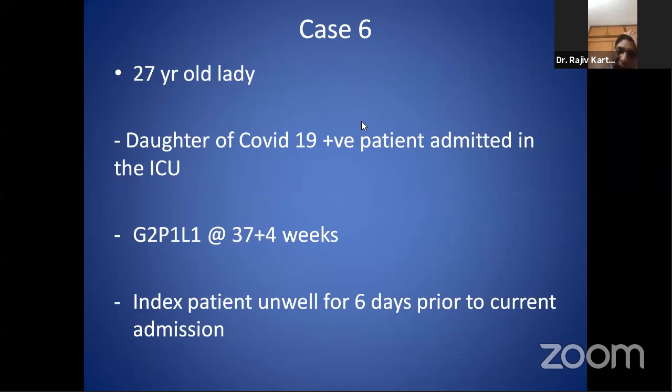This is a 27-year-old lady. She's a daughter of a positive patient who was admitted in the ICU. She was pregnant at 37 plus 4 weeks, Gravida 2 para 1, and the index patient was unwell for 6 days prior to her admission in the ICU. So Dr. Arvind, I'll come back to you. 2 questions. How do we manage contacts? Obviously, if they're symptomatic, it's easy. What do we do if they're asymptomatic? Secondly, just a few words about COVID-19 in pregnancy.